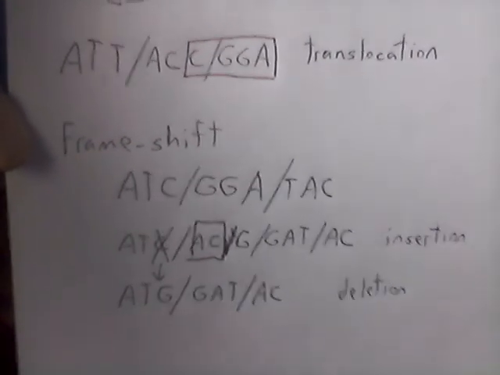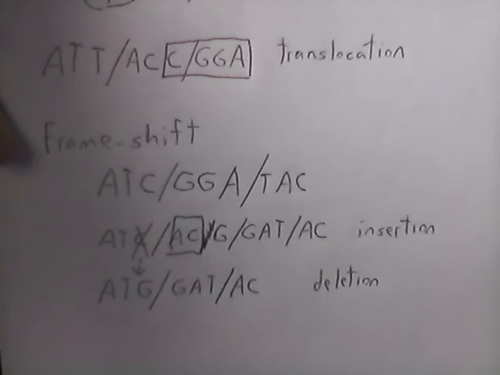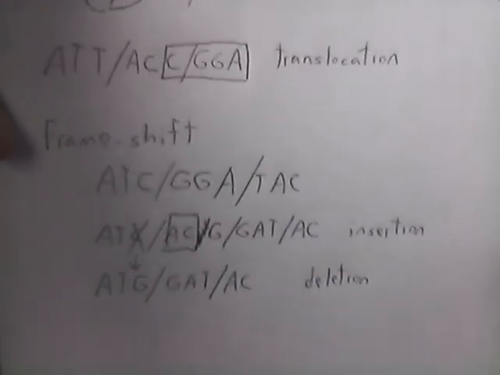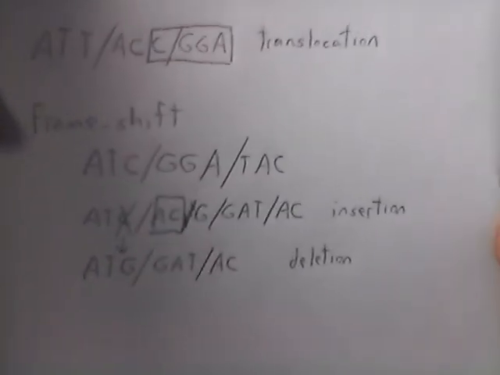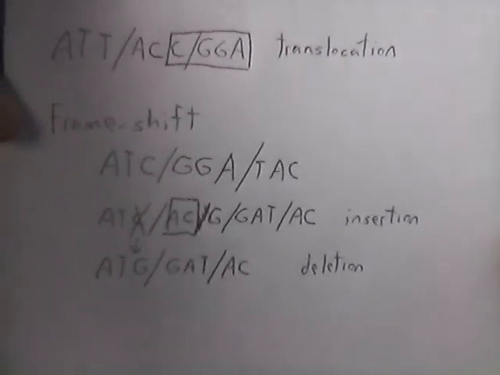But the effect is the same. It changes every codon from the point of error onward by changing the reading frame. You can see that we took out that C, and every other letter in the sequence got bumped back.